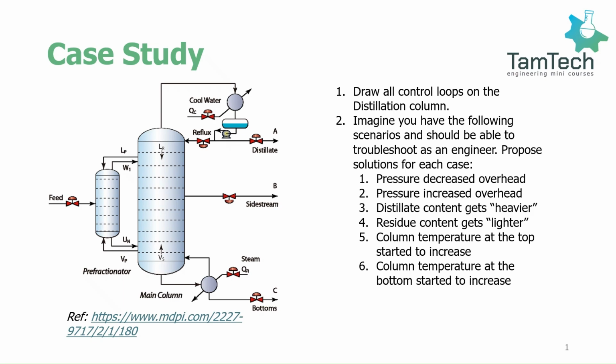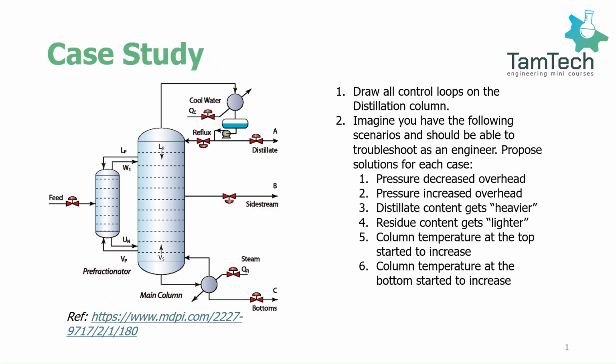Everyone, today we will discuss a case study about the control of the distillation column. Let's firstly read the problem statement. Firstly, we should draw all of the control loops on the distillation column. Then secondly, based on the given 6 problems, from a process engineer's point of view, we will propose some solutions to troubleshoot these problems.